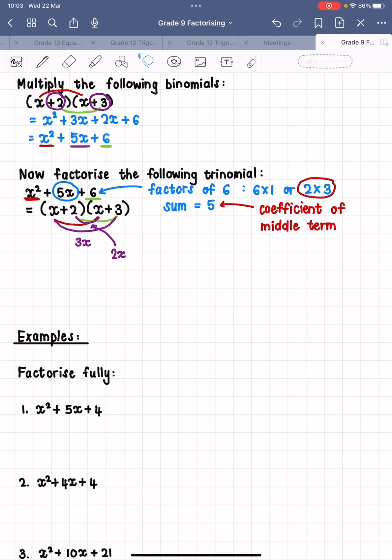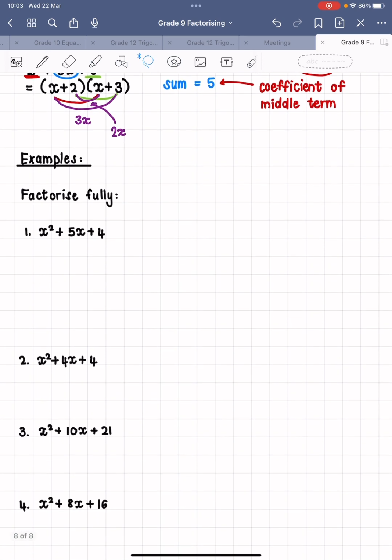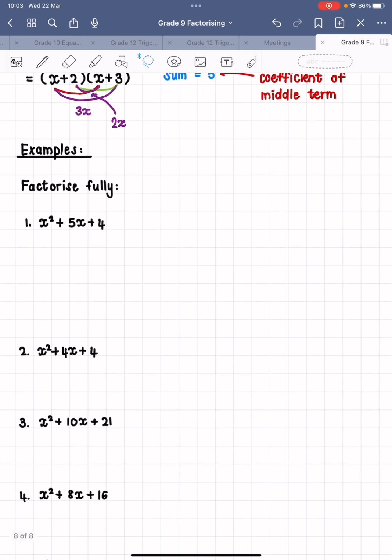All right, let's do some more examples. There we go. Examples, factorize fully, that's the first one. X squared plus 5x plus 4. All right, now guys, this is still a part of factorizing, right? So we should still check first whether we have a common factor. Remember, in a test or exam, they're not going to give you a heading like trinomials or common factor or difference of 2 squares. They're going to give you a whole bunch of factorizing questions all mixed together. So you need to be able to identify what type of factorizing you're going to have to do for this question. Now, is there a common factor here between these 3 terms, guys?